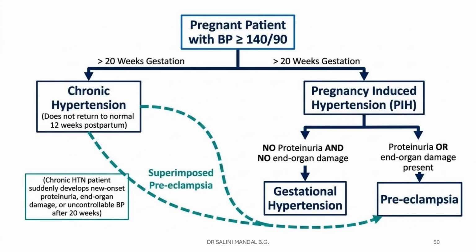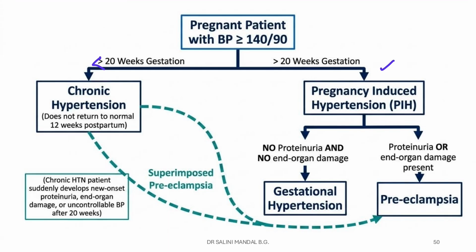Right? So now let's go into hypertension. Talking about hypertension, the pregnant patient with a BP of more than 140/90, if it is more than 20 weeks of gestation, it can be chronic hypertension, even after 12 weeks, it does not come back. Okay, sorry, less than 20 weeks, it is chronic hypertension. More than 20 weeks, it is pregnancy-induced hypertension.